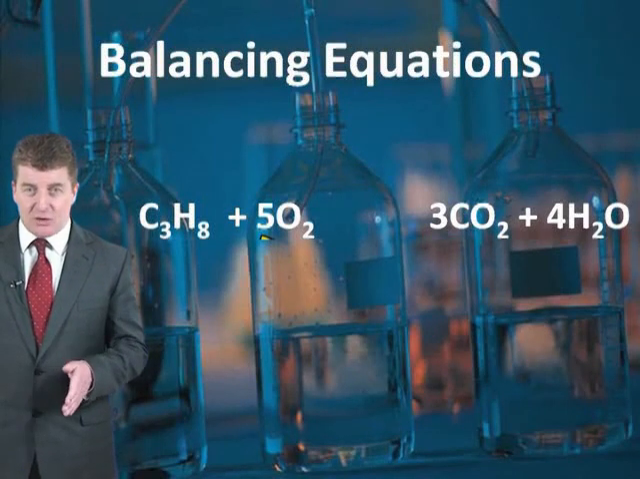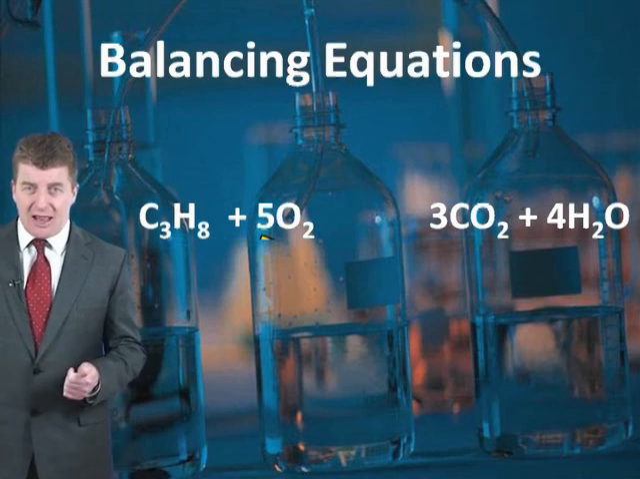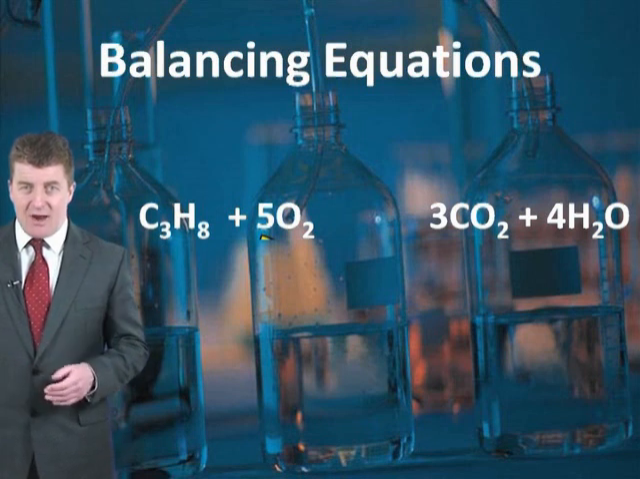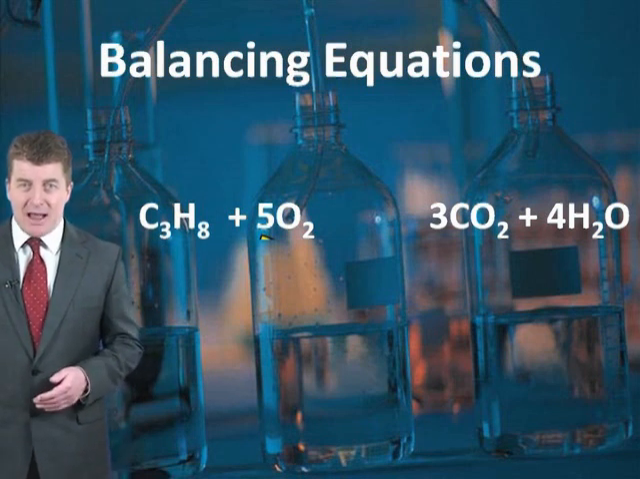C3H8 plus 5O2 gives you 3CO2 plus 4H2O. You've got 3 carbon on the left, 3 carbon on the right. You've got 8 hydrogens on the left, you've got 8 on the right. You've got 10 oxygen atoms on the left and 10 on the right. That's how you balance equations.